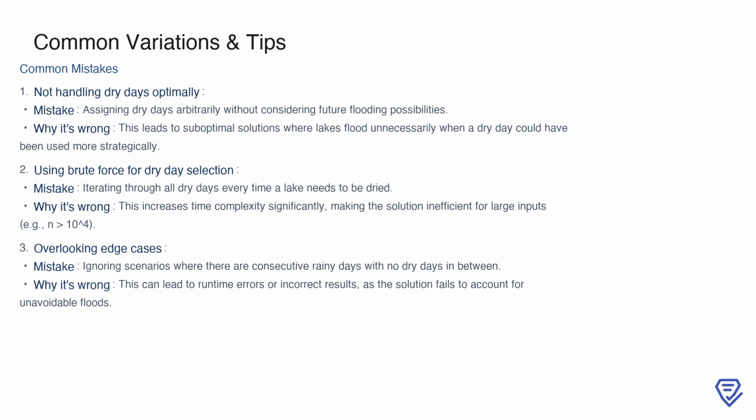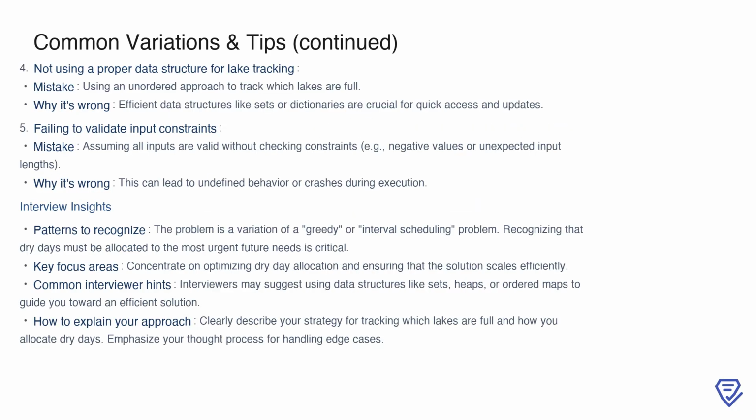Additionally, overlooking edge cases, such as consecutive rainy days with no dry days in between, can lead to runtime errors or incorrect results. These scenarios are critical to address, as they often reveal whether your solution can handle unavoidable floods appropriately. Now, another common mistake is failing to use an efficient data structure to track which lakes are full. Without a structured approach, such as using sets or dictionaries, updates and lookups become slow and cumbersome, which can hinder performance. It's also important to validate input constraints. Assuming all inputs are valid can lead to undefined behavior, especially if negative values or unexpected input lengths occur.